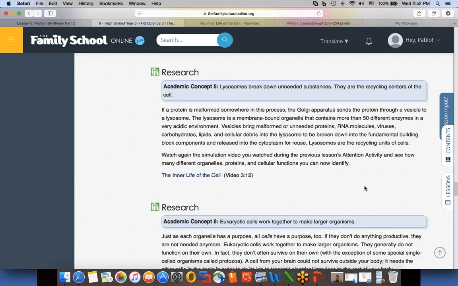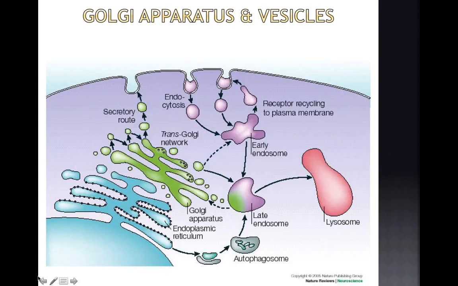Let's see here. So the concept for number 5 is lysosomes break down unneeded substances, and they are the recycling centers of the cell. So what basically happens is that when a protein is malformed, which means that it has some sort of defect during some sort of process up above, it goes through a vesicle to a lysosome, and it's an organelle that's membrane-bound and has at least 50 different enzymes and is very acidic.